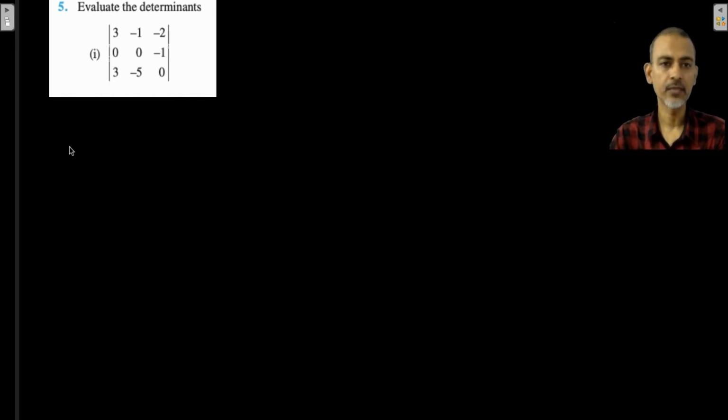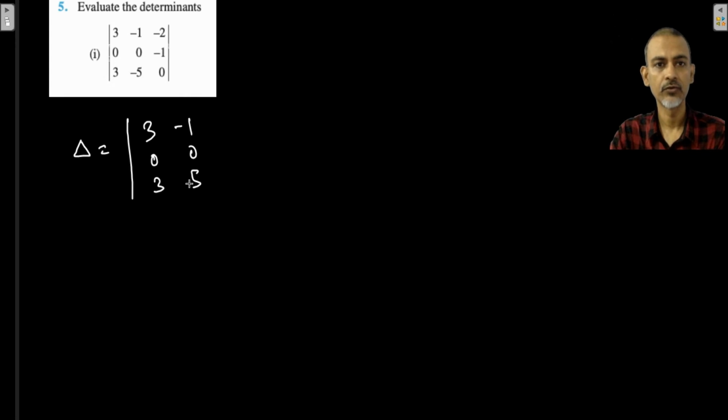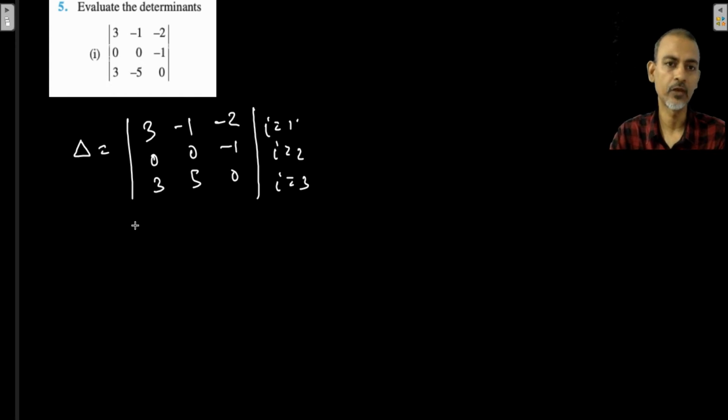So in this case what we have here is delta equals 3, 0, 3, minus 1, 0, 5, minus 2, minus 1 and 0. As we can see, i equals 1, i equals 2 and i equals 3 are what we call rows. Along this row we have two zeros. So let's expand our determinant along this so that we can evaluate easily.